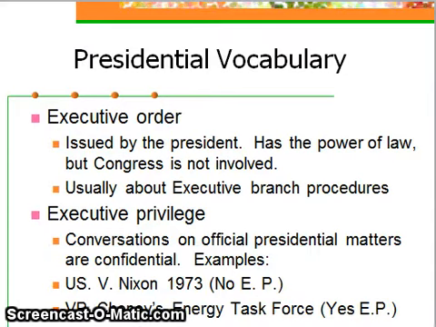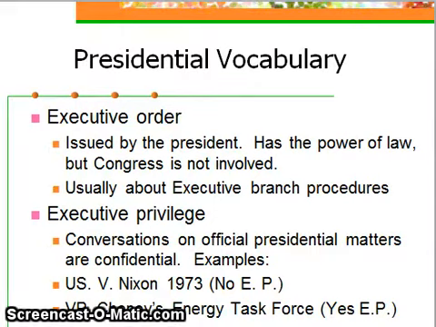Another area is executive privilege. This is mentioned in the Constitution. Conversations with the president are privileged and confidential, as long as they're about official government matters. So much like a doctor-patient privilege or an attorney-client privilege, conversations with the president cannot be divulged in court. There's a couple of examples I have listed here.